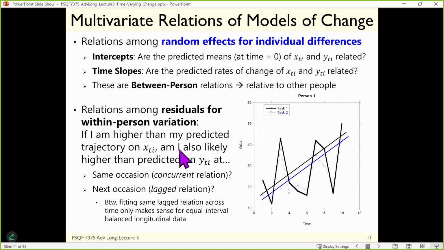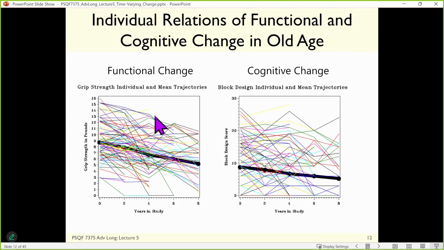A complementary piece of evidence would be down here. Even after I control for what's happening sort of on a systematic level, what's happening on a fluctuation level? Do these outcomes appear to travel together over time? Does that happen concurrently, or is there a lagged delay of something happening? So those are the main ideas. Let me give you a couple examples.